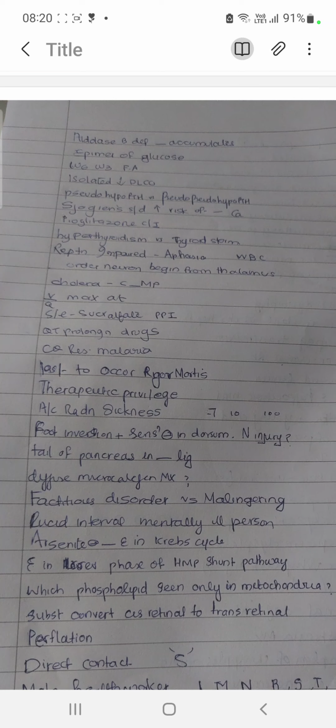Arsenite is inhibiting glyceraldehyde 3-phosphate dehydrogenase. Arsenite is inhibiting in Krebs cycle, alpha ketoglutarate dehydrogenase. Enzyme in irreversible phase of HMP shunt is G6PD deficiency. Just remember G6PD, once hemolysis you can't reverse, right? That's it. Which phospholipid seen only in mitochondria? Answer is cardiolipin.